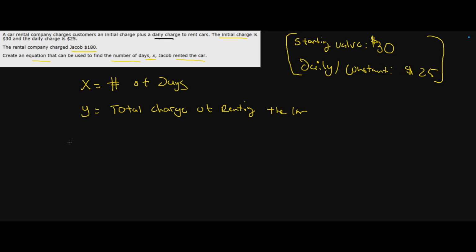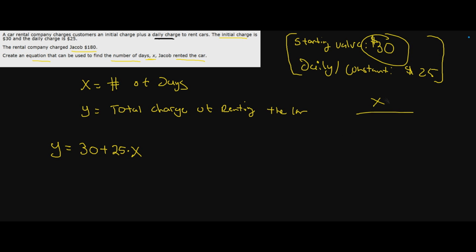So we know when we write our equation, how much are they going to initially charge you? They're going to initially charge you 30, so 30 plus, and then how much are they charging you after that every single day? Well, 25, so 25 times x.